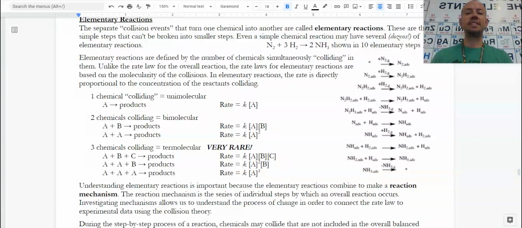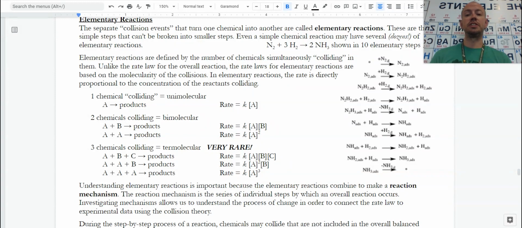When I just have a single element or a single molecule breaking into some products, we would call that a unimolecular collision. But when it's just one thing breaking into multiple products, that is unimolecular. And we can create a rate law for that elementary reaction. With elementary reactions, the nice thing is that the rate law is directly proportional to the concentration. If I have more of substance A that is breaking apart, that elementary reaction will go faster.